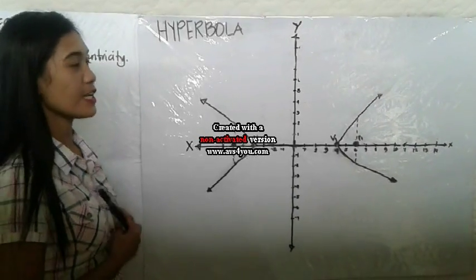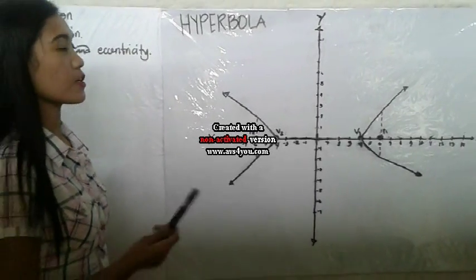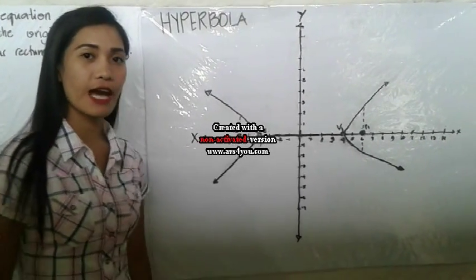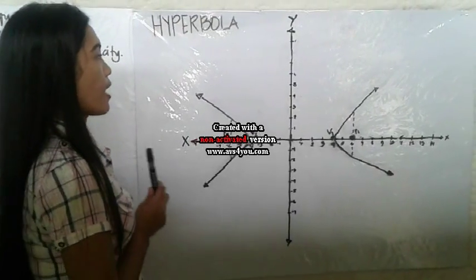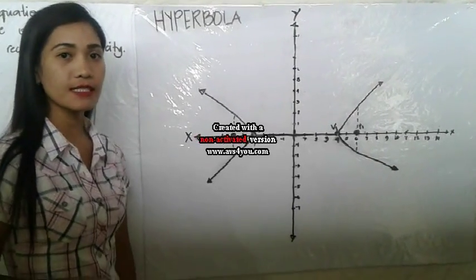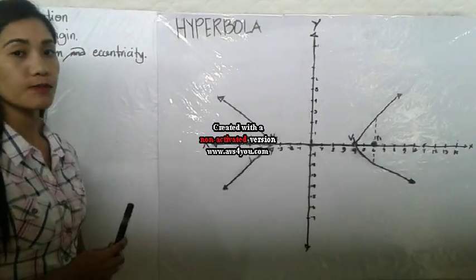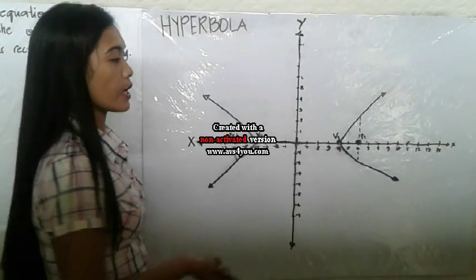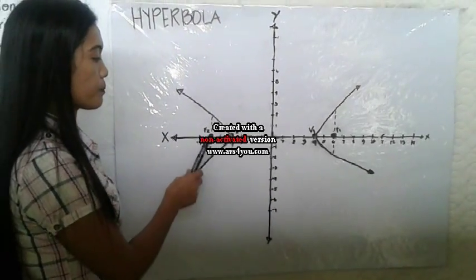Hi everyone, I am Esrael and I'm going to discuss the conic section, which is the hyperbola. A hyperbola is a set of points, the difference of whose distances from two fixed points is constant. The two fixed points are called foci. This is our focus 1 and this is our focus 2.